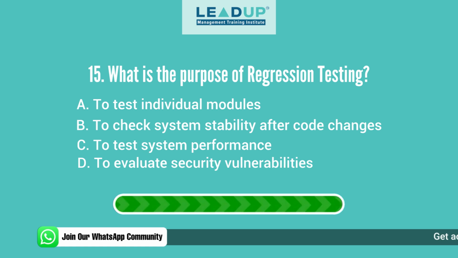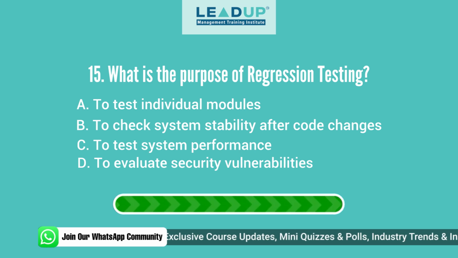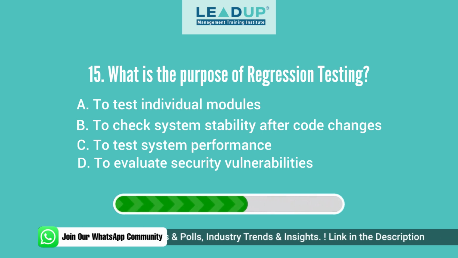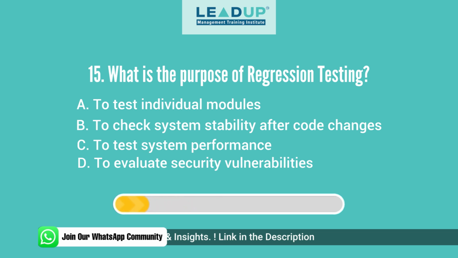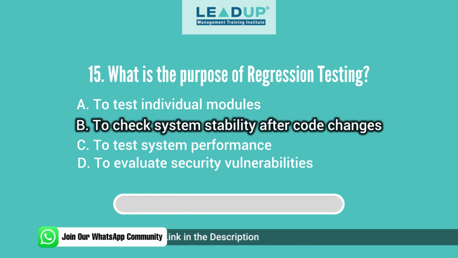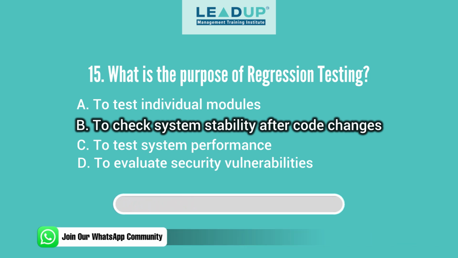Question 15. What is the purpose of regression testing? A. To test individual modules. B. To check system stability after code changes. C. To test system performance. And D. To evaluate security vulnerabilities. The answer is to check system stability after code changes.